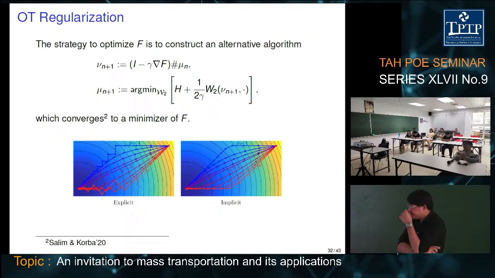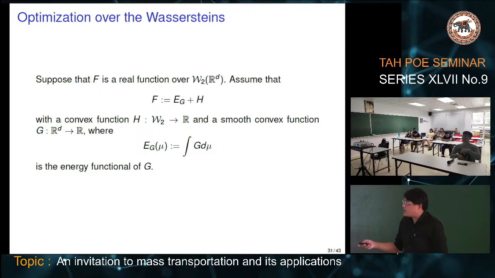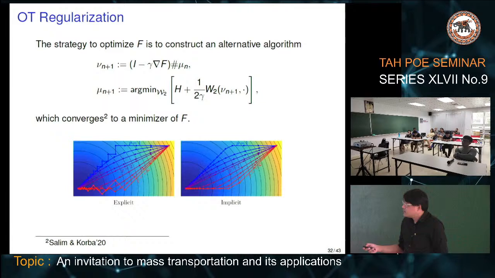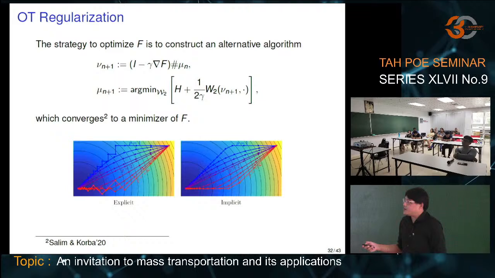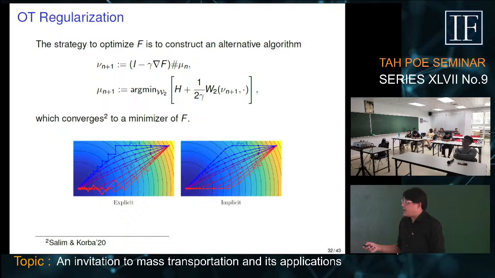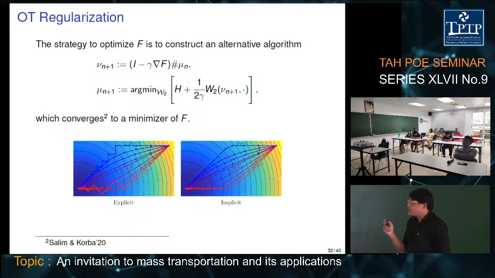And to solve this problem, we introduce an alternating algorithm like this. So mu n plus 1 is a probability distribution defined by pushing forward the gradient step of mu n. And then the next step is defined to be the regularized minimizer of h. And you can compare these two steps with the one that I mentioned earlier.